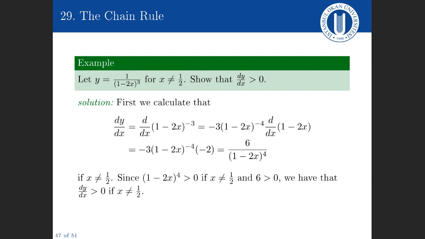First thing to do would be to calculate the derivative of this function and see what we have. I want dy/dx. That's the derivative of 1 minus 2x to the power of minus 3. Go through the calculation, and I'll leave it for you to check that we get 6 divided by 1 minus 2x to the power of 4. And I'll remind you that we're doing this as long as x is not a half.